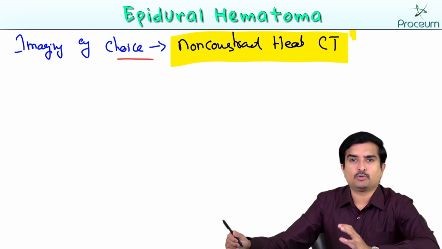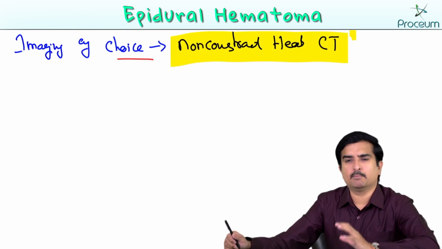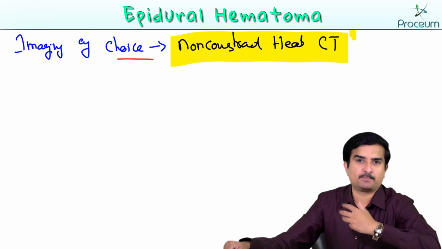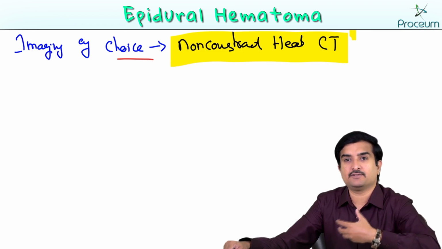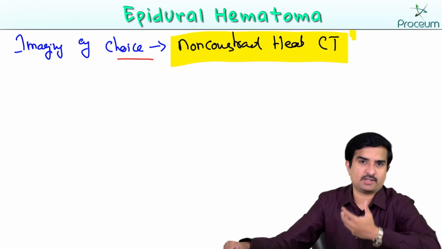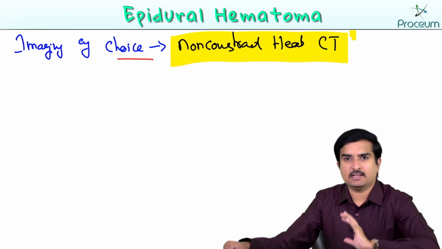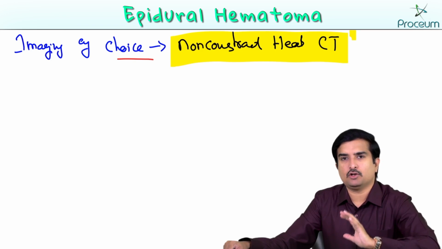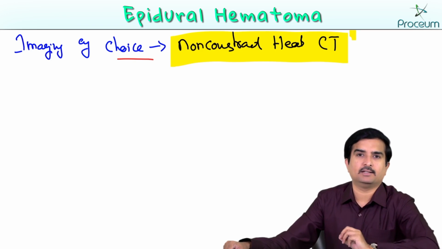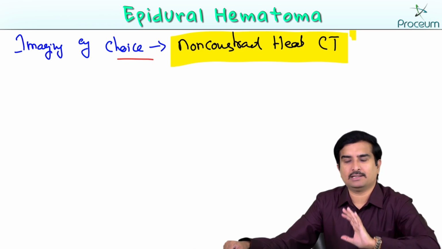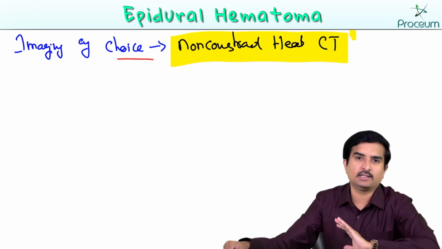Computed tomography, CT of the head, is the most widely used imaging study for acute head trauma, mainly because of its speed, its relative simplicity and widespread availability. Because of these reasons, this is considered to be the imaging of choice. And remember a point that most epidural hematomas are identified on the CT scan, right?